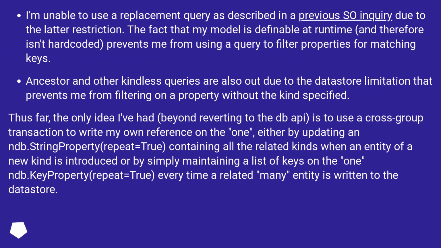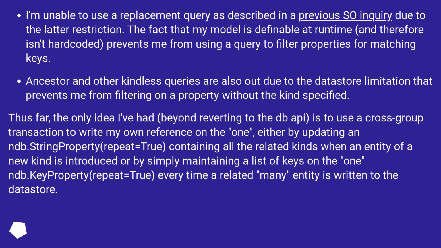I'm unable to use a replacement query as described in a previous SO inquiry due to the latter restriction. The fact that my model is definable at runtime, and therefore isn't hard-coded, prevents me from using a query to filter properties for matching keys. Ancestor and other kindless queries are also out due to the datastore limitation that prevents me from filtering on a property without the kind specified.